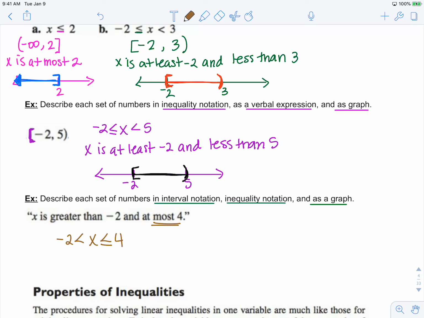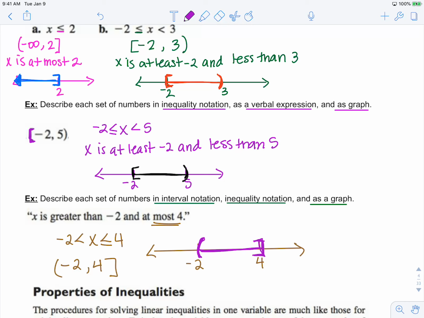So that was inequality notation. Now I'll do interval notation. My lower bound is negative 2, my upper bound is 4, parentheses for not equal to, brackets for equal to, and then I can graph this bounded interval on a number line, parenthesis on negative 2, bracket on 4, and we shade all numbers in between.